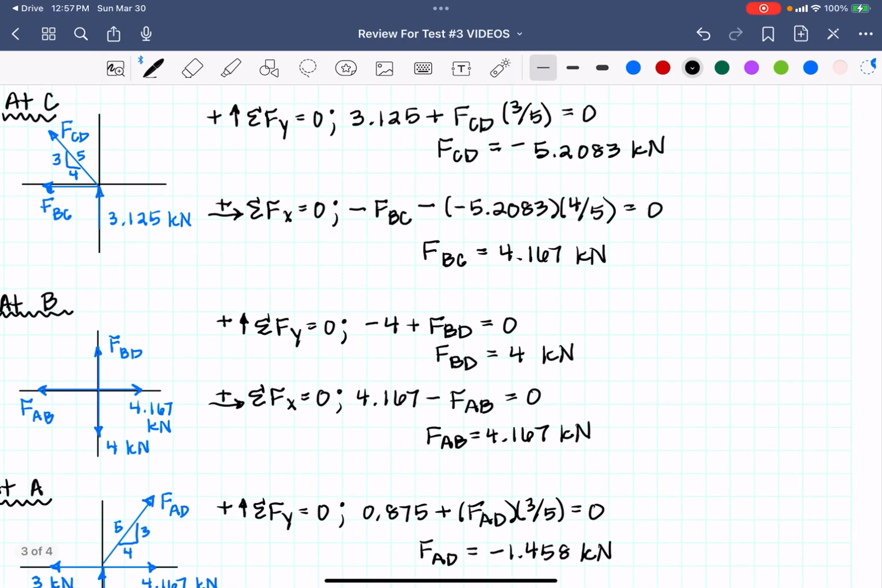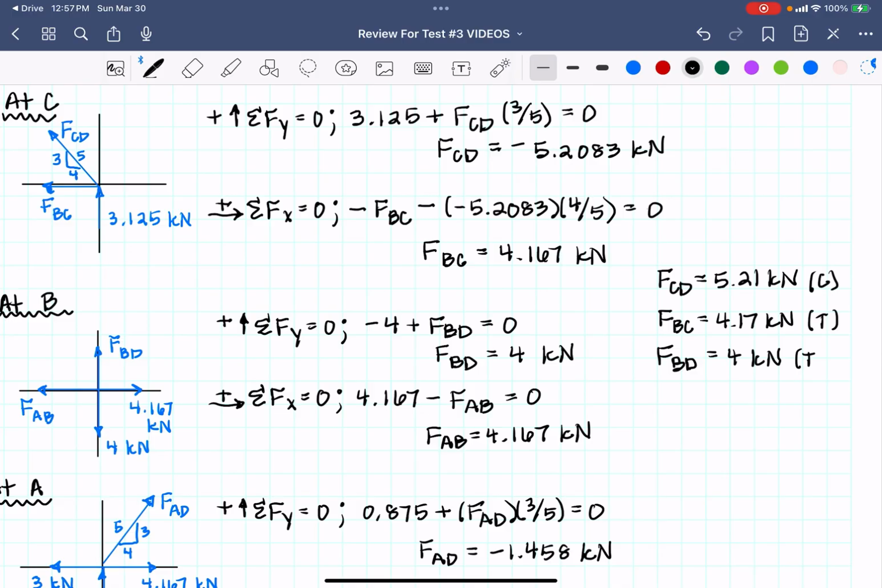Now for good practice, you should put everything in one box so it's easy for your teacher. So I'm going to do that real quick here. We have FCD equals 5.21 kilonewtons in compression. We have FBC, which is 4.17 kilonewtons in tension. We've got FBD, which equals 4 kilonewtons, also in tension.